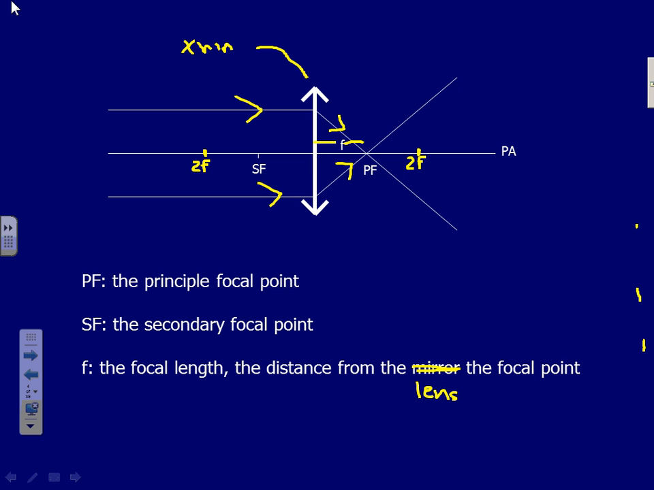Or we could start on this side. What would it have to go through if the ray started on the left side? Yeah, if it went through the secondary, we're hoping to see that it comes out parallel. That's exactly what we're looking to discover. Correct.